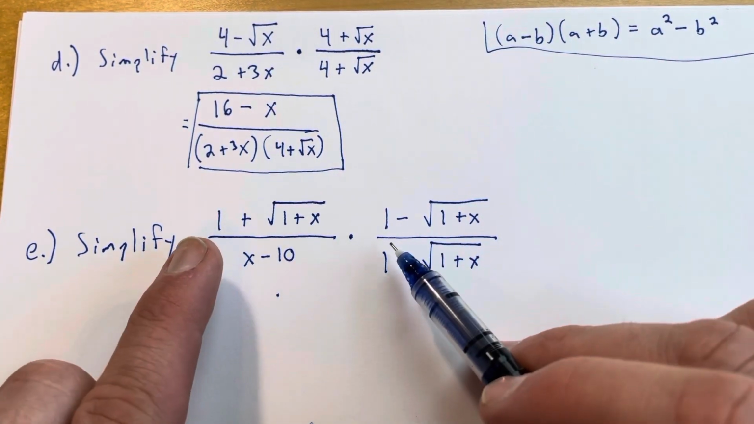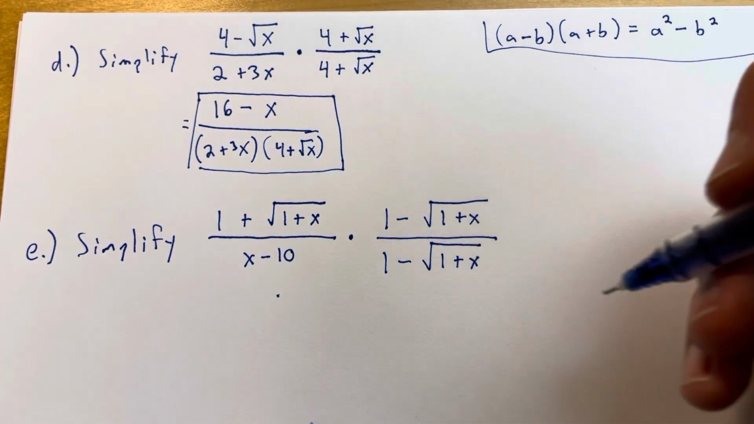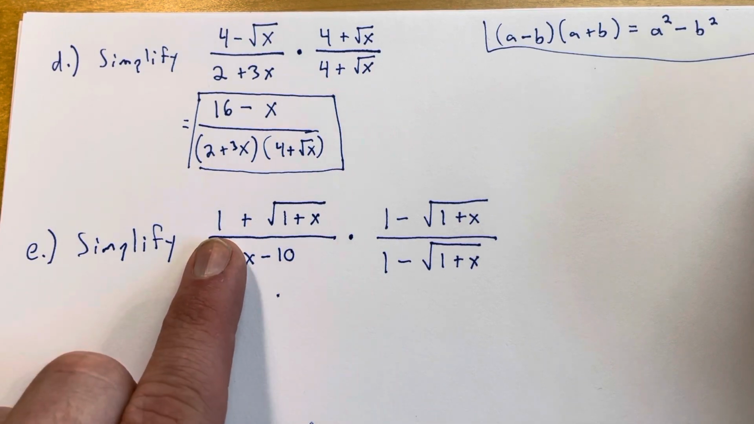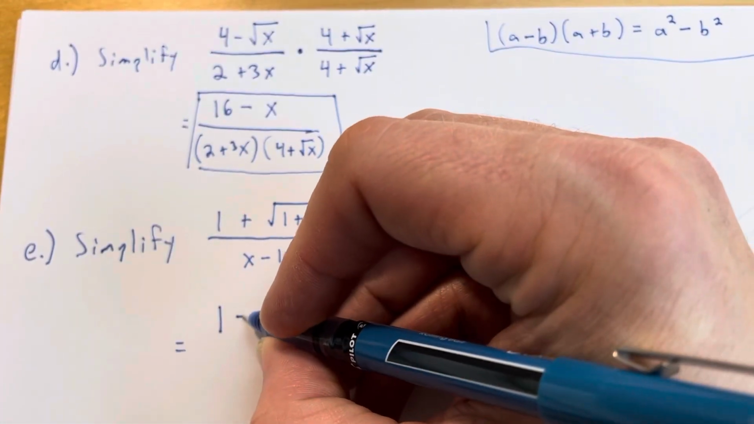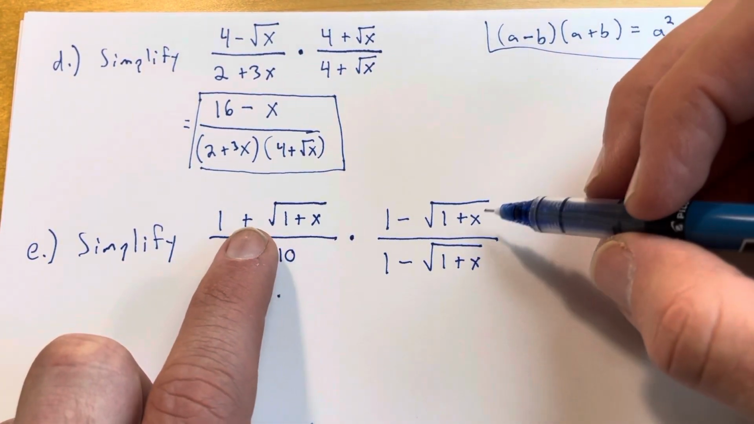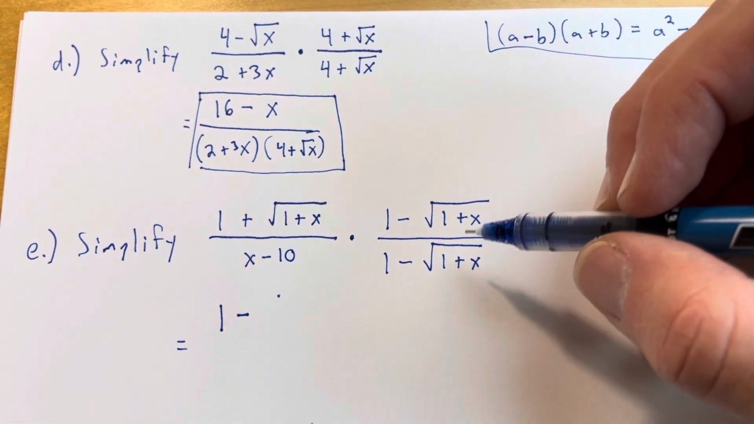Then once again, I have a plus b, a minus b, so I know that the product is going to be a squared minus b squared. A is 1 in this case, and 1 squared is just 1, minus b squared, so b is the square root of 1 plus x. If I square it, I get rid of that radical.